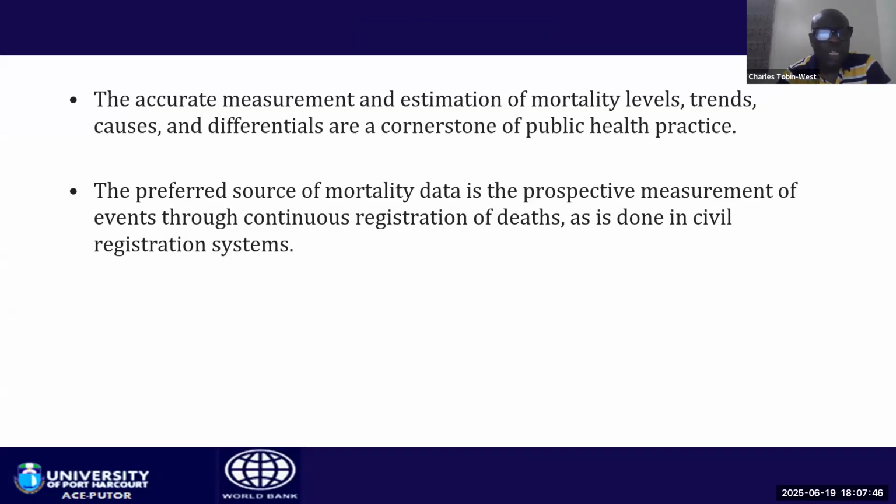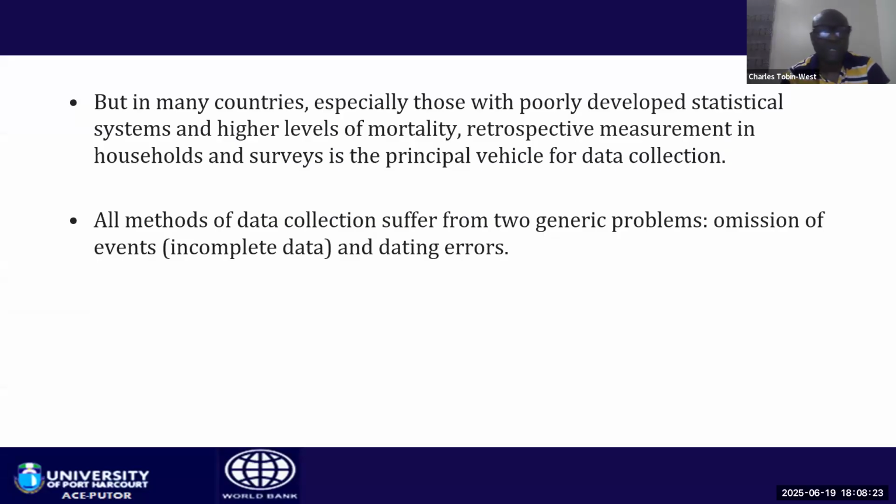The preferred sources of mortality data, usually we get from civic registration, that is maybe from the national population commission, where we do registration of deaths. Okay, we can also do it through our health facilities, and those in communities are encouraged to, even if somebody dies at home, report to the health facility and a death certificate is issued, for civic registration. But in many countries, especially those with poorly developed statistical systems and higher levels of mortality, retrospective measurement in household surveys is the vehicle they use.